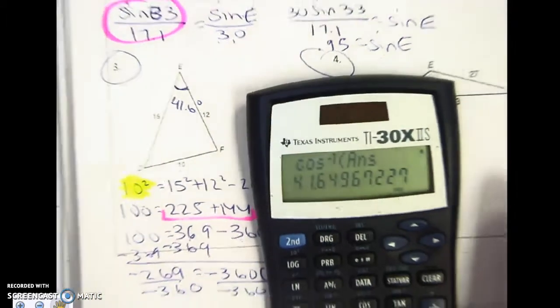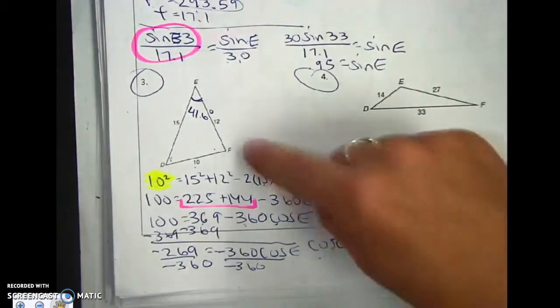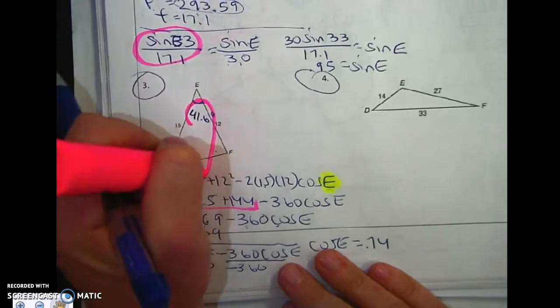So I got, let me move that, sorry, so I got my degree. So now I have to find the other 2 degrees. Well, I could do this again, but I feel like the law of sines is a lot easier. So boom, I found a match.